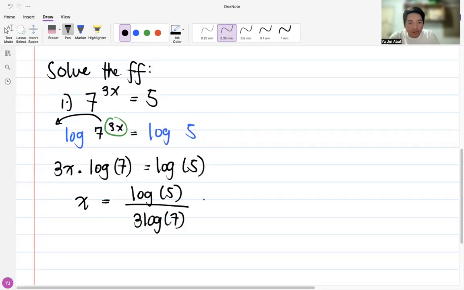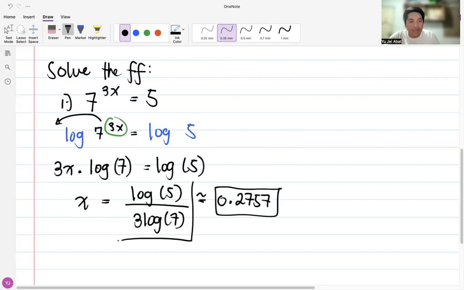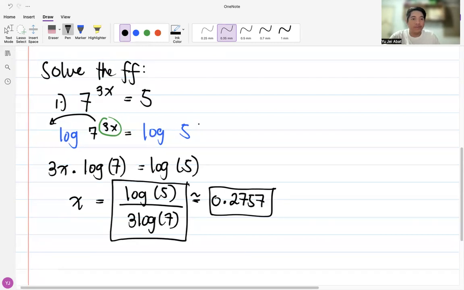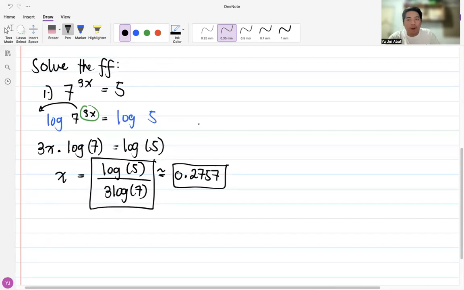If you evaluate that in your calculator, it's approximately equal to 0.2757. Or if you're not allowed to use your calculator, this can be an accepted answer. So that's our problem number 1. For problem number 2, we have 2 minus 10 raised to x equals negative 28.